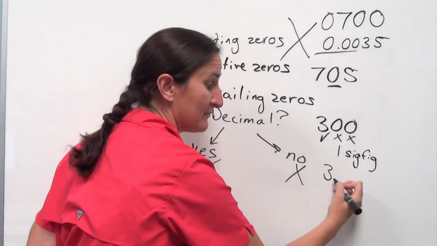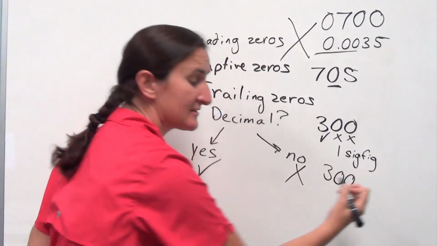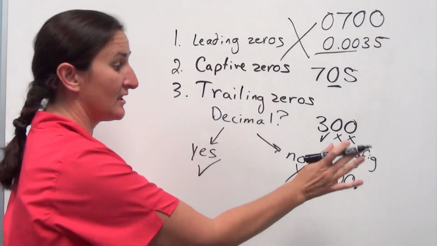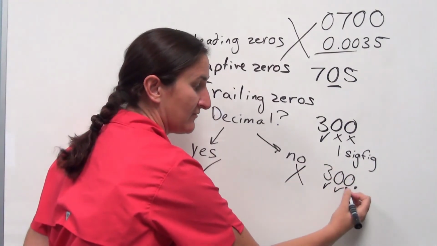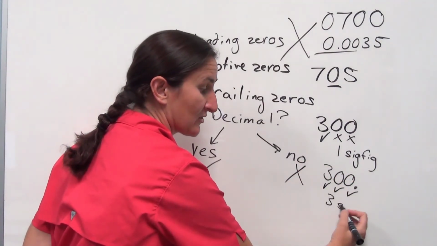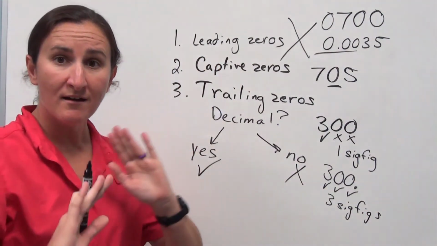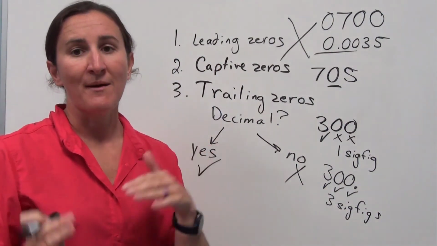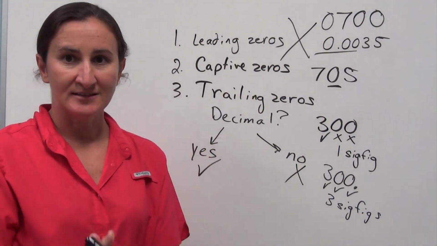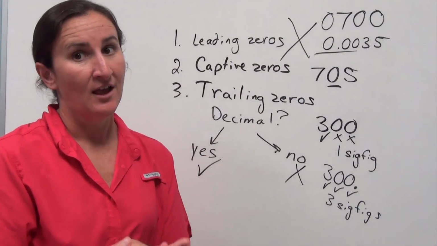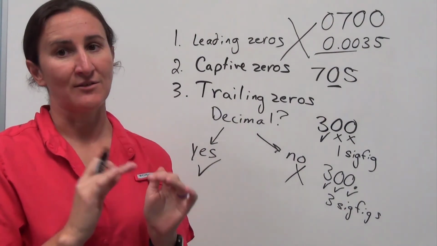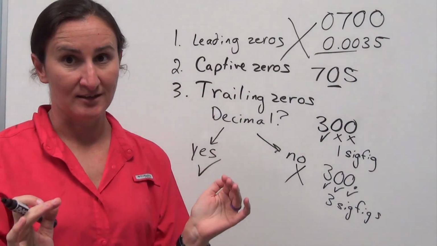Whereas if you have the same number and it's 300 with a decimal, then all of my trailing zeros are going to be significant, and this number now has 3 sig figs. Okay? It doesn't matter where in the number the decimal is. All that matters is is there a decimal present? Then yes, the trailing zeros are significant. Or no, there's no decimal present, then therefore those trailing zeros are not significant.